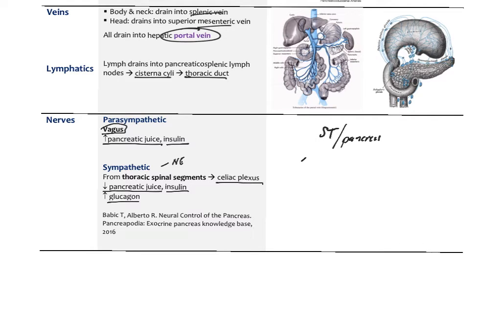Both actually need adequate vagal stimulation. In the case of the stomach, the vagus nerve, of course, increases stomach acid via stimulating parietal cells. And in the pancreas, it's going to increase the insulin, but also the pancreatic juice.